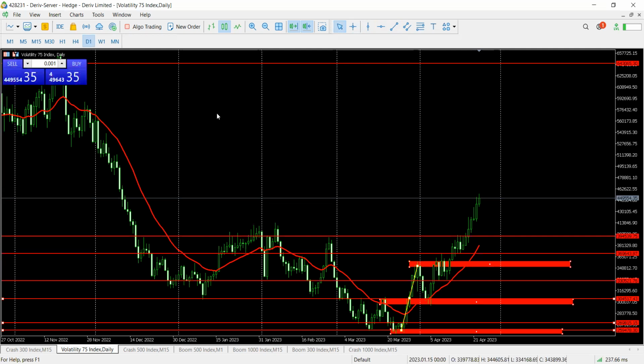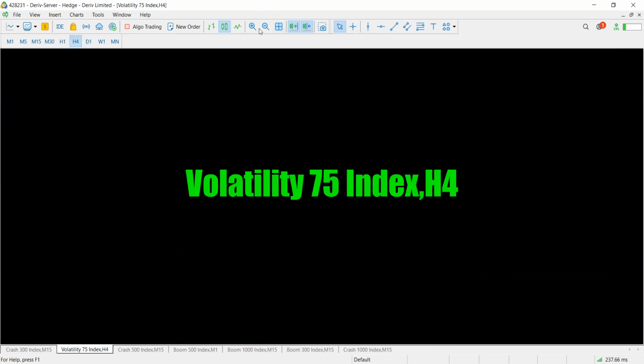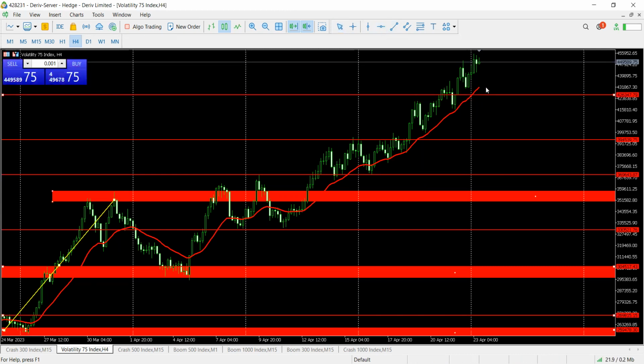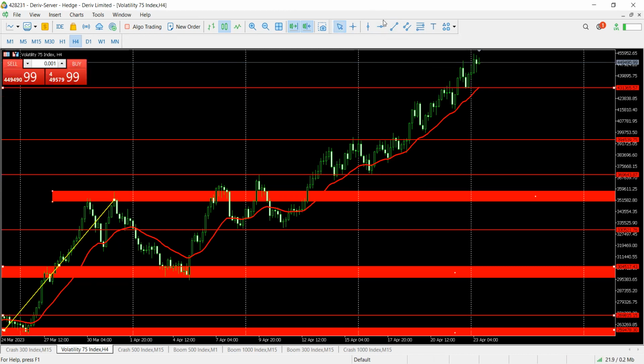to look for entries. To look for entries, I have to look for buying opportunities only. For instance, in H4, it will confirm that this market is in an uptrend. It's making low, high, low, high, low, high, low, high, low, high. So this is our recent low, and this is our current high, which was broken.